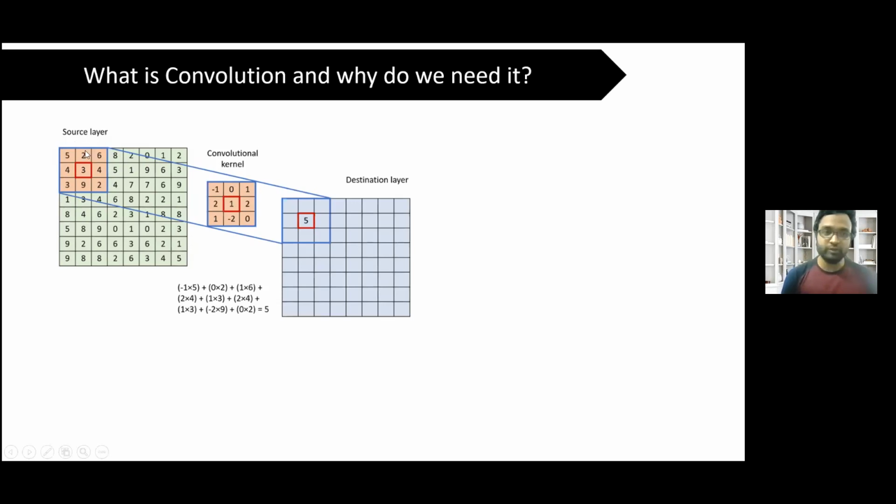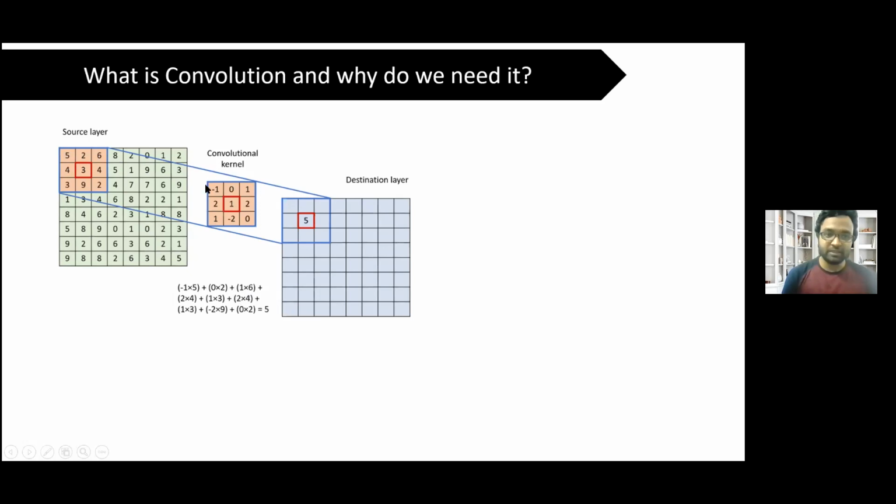And what you're doing over here is a one-to-one correspondence. You multiply each pixel value here with the filter value over here. You can see that to get the output in the output layer, you multiply each of these terms with the corresponding location in the source layer, like -1 with 5, 0 with 2, 1 with 6, and so on, and then sum it all up. And what you get is a single number, which is the output.